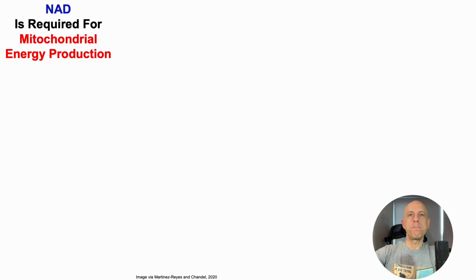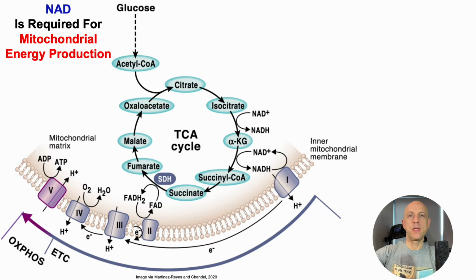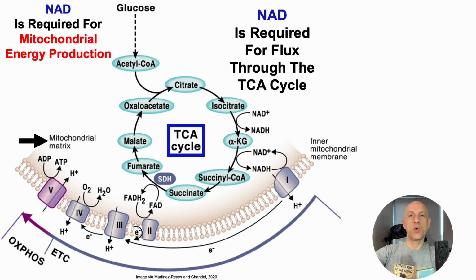NAD is required for mitochondrial energy production, and that's what we'll see here, starting off in the mitochondrial matrix, and more specifically in the TCA cycle. And what we can see is that NAD is required for flux or movement through the TCA cycle, as it's a required cofactor for conversion of isocitrate into alpha-ketoglutarate, AKG, and for conversion of AKG into succinyl-CoA.